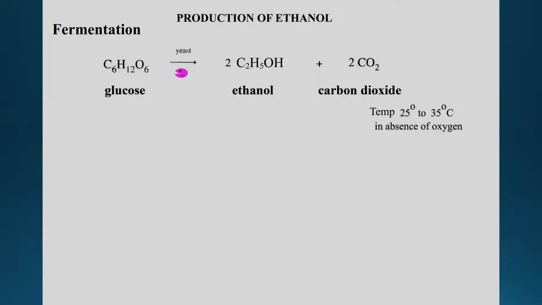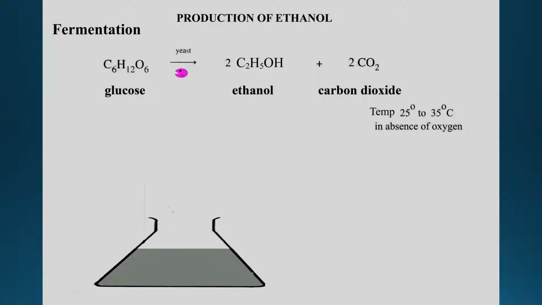Condition required: you require a warm temperature around 25 to 35 degrees, and it needs to have very little oxygen, absent of oxygen. Student, please remember the formula: 1 glucose produces 2 ethanol and 2 carbon dioxide. This is the important formula.